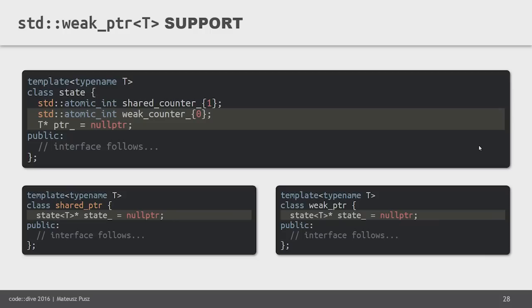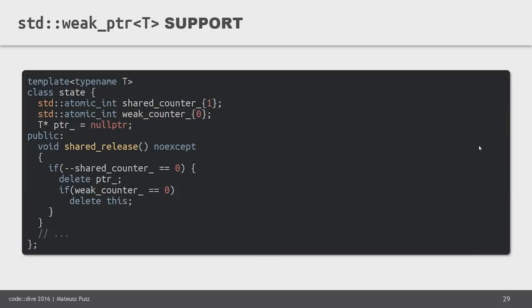This state is used from the shared pointer and from the weak pointer. Okay, and we have those two functions to be implemented. First of them is the shared release function that is being run when the shared pointer goes out of scope. Basically, it just decrements the shared counter and verifies if it's 0. If it's 0, it means that was the last shared pointer, so we can delete our stored pointer inside. And then we have to verify if there are any weak pointer references pointing to this state. If there are none, we can delete the state itself.